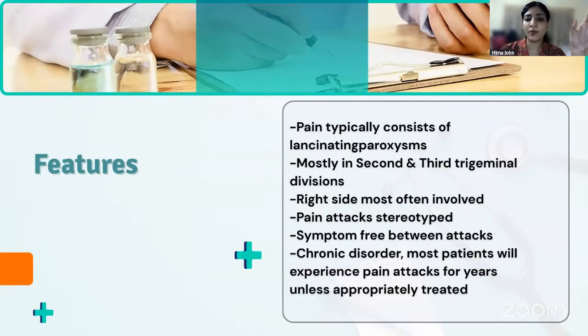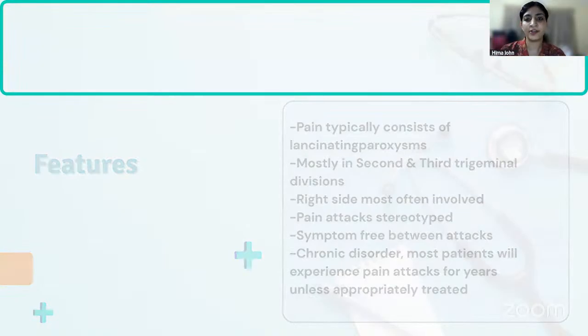Now, as I said before, pain typically consists of lancinating paroxysms. Paroxysm means what? Sudden. Okay, sudden. And it has no typical pattern. Okay, mostly seen in the 2nd and 3rd trigeminal divisions. Right side is more commonly involved, and pain attacks are stereotyped for that particular patient. There are symptom-free periods between the attacks, and it is usually a chronic disorder. Most patients will experience pain attacks for years unless it is appropriately treated.